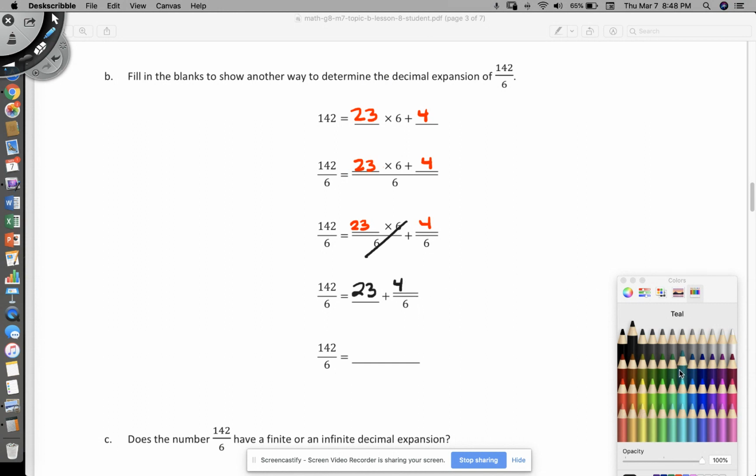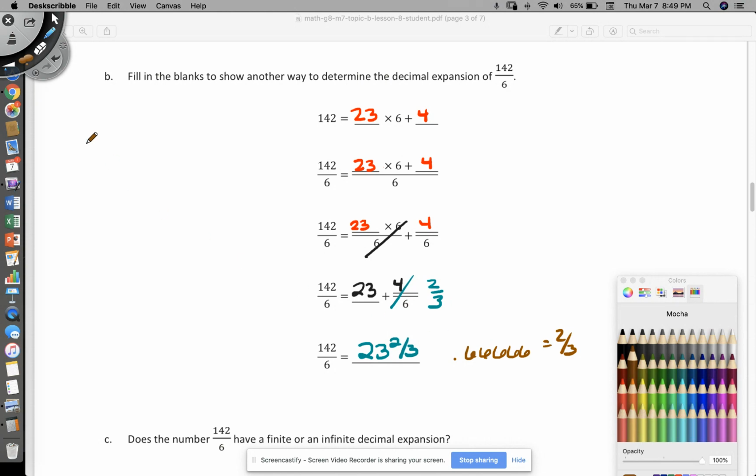Now 4/6 can be reduced. I can't divide them, but I can reduce them. And this will reduce down to 2/3. So your final answer is 23 and 2/3. Which is why I've mentioned to you guys before that memorizing 0.6 repeating is 2/3. And that's how that works out.